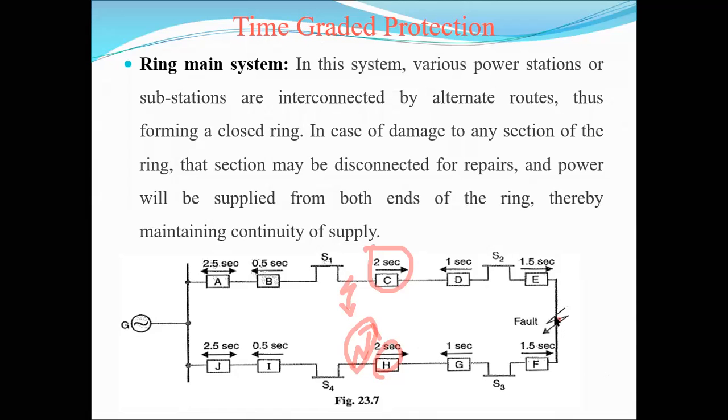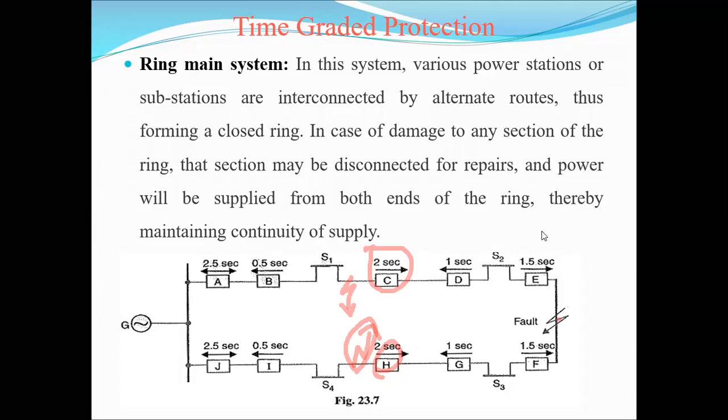If the fault is obtained here, instantaneously the relay coil E and the relay coil F will be operated. Instantaneously the relay coil E and the relay coil F will be operated after a very small time, that is after 0.5 seconds. If the fault does not clear after passing the time of 0.5 seconds, in that case the D and the G also operate.